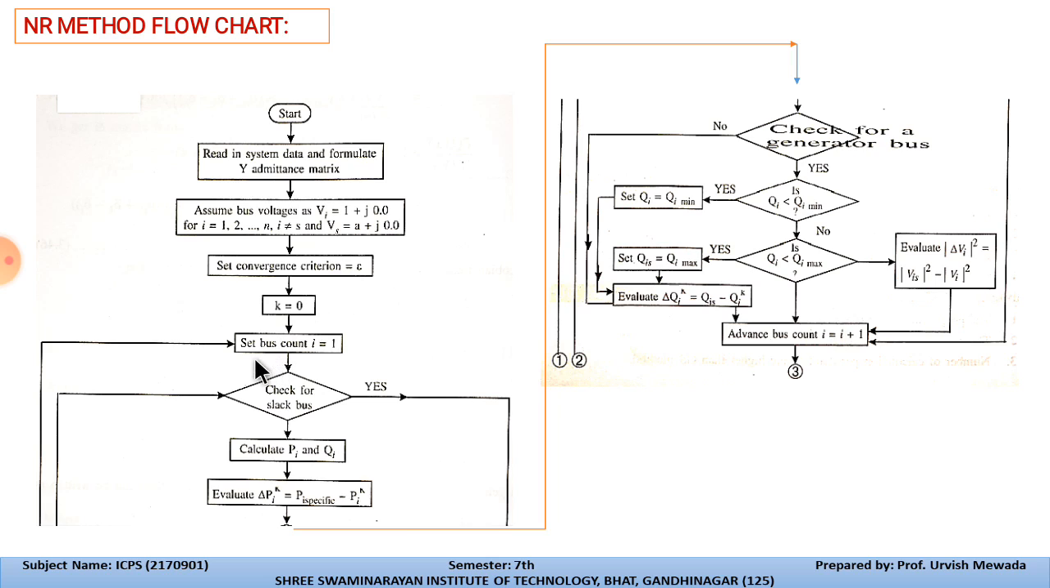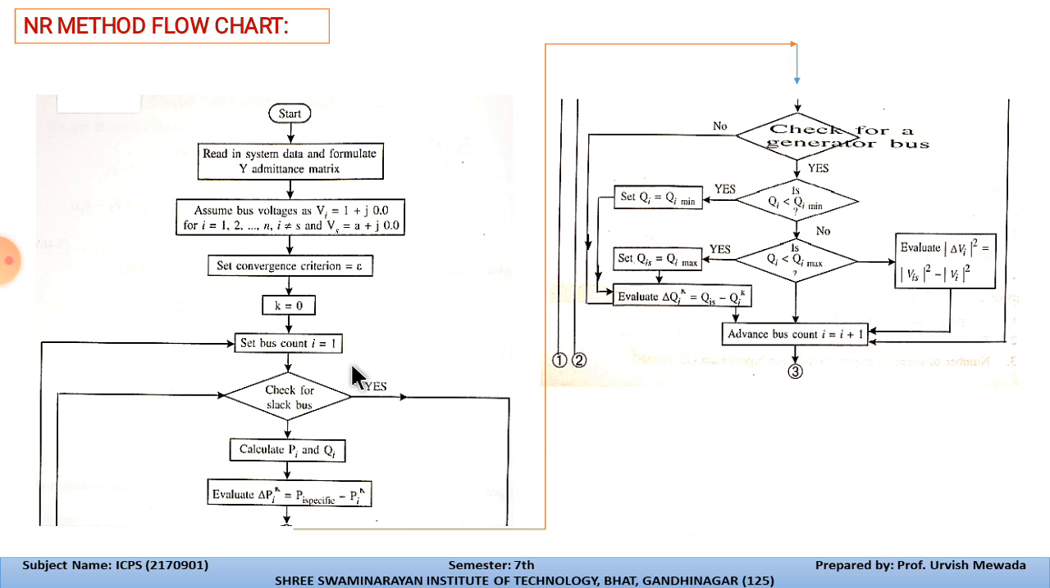After that we set the bus count i is equal to 1. So this is what we are getting from number 1. And check the slack bus. First of all we need to check the slack bus. Once we have the bus count i is equal to 1, then we have the condition for checking the slack bus. If there is a slack bus, then the system will go to the advanced bus count i is equal to i plus 1, and then follow the system.